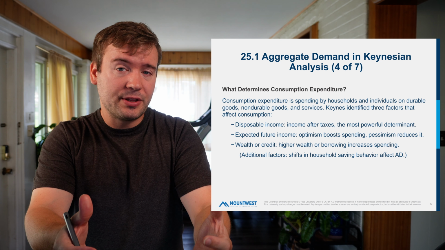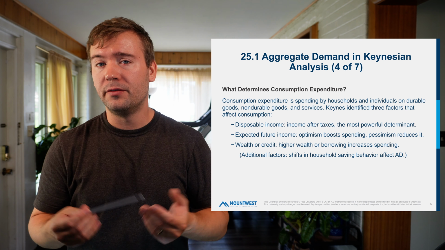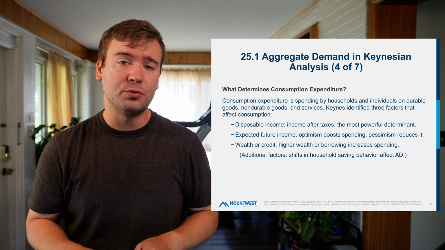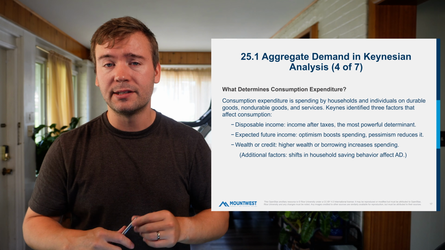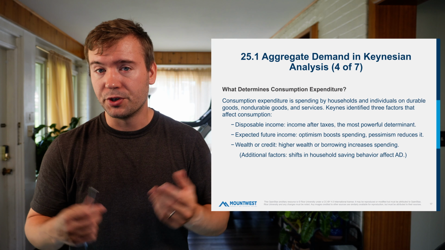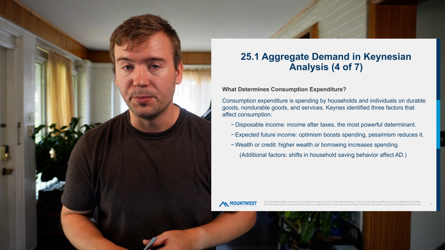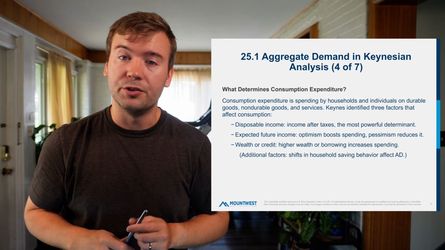So let's start with the consumption expenditure. That's typically the largest component of aggregate demand. It includes all spending by households and individuals on things like durable goods, which are things that last a long time, like cars and appliances, and non-durable goods, which are consumed quickly, like groceries, and also services, which are intangible things people buy, like healthcare, entertainment, or your college education.